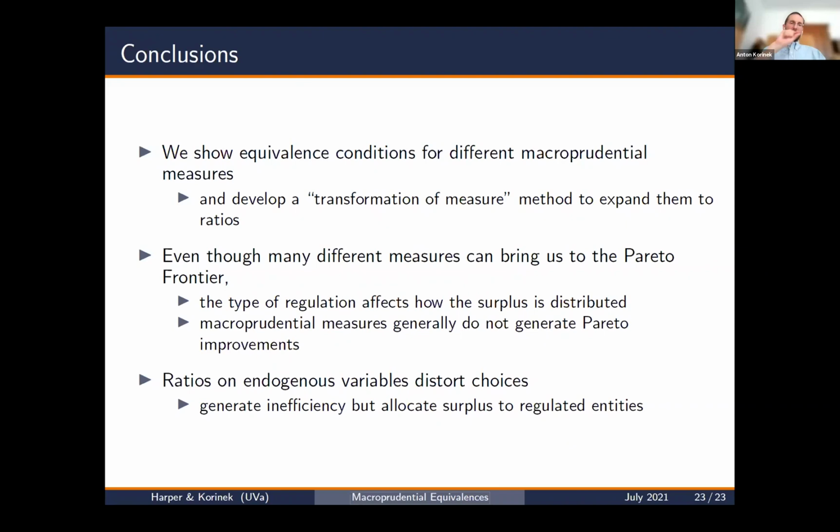And generally speaking, macroprudential measures do not necessarily create Pareto improvements. And finally, our results on ratios, when they're based on endogenous variables, we know that they distort choices. But what our results suggest is that maybe our current regulatory framework is willing to incur that inefficiency to allocate the surplus to regulated entities. Thank you.